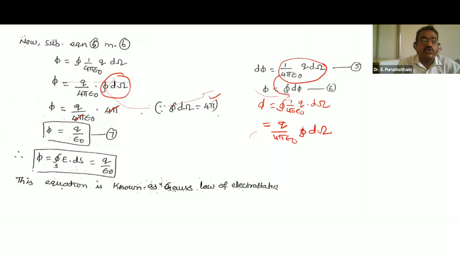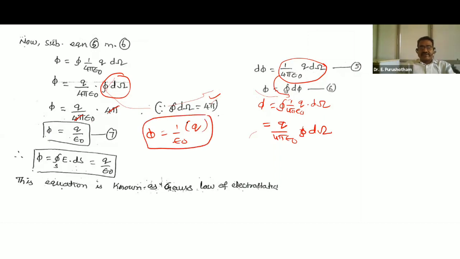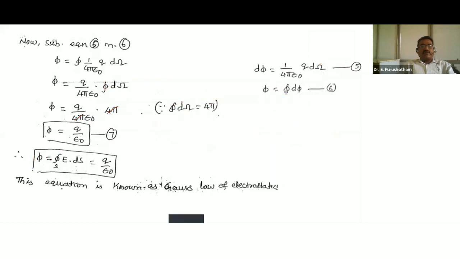φ is equal to Q by ε₀, or we can write φ is equal to 1 by ε₀ into Q. This equation is known as Gauss law of electrostatics. Or φ is equal to the integral of E dot ds, we know very well this formula, that is equal to Q by ε₀. So totally we can write φ is equal to the surface integral of E dot ds is equal to Q by ε₀. This equation is known as Gauss law of electrostatics.